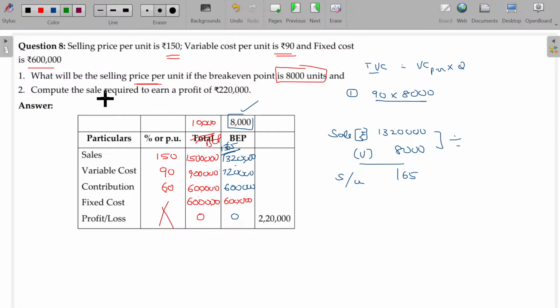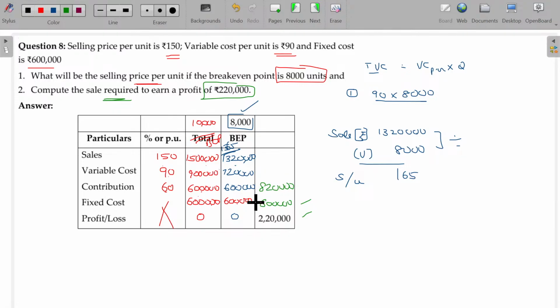The last question: compute the sales required to earn a profit of rupees 2,20,000. To earn 2,20,000 rupees, you need to meet the fixed cost expenses properly. That should also be met. Fixed cost and profit put together, you have to earn 8,20,000 rupees.